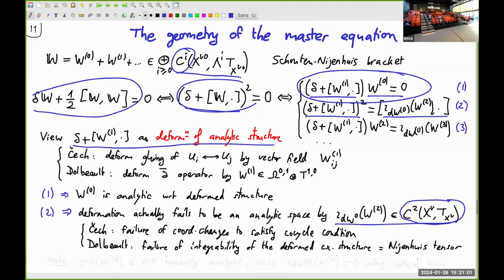If I'm in the Dolbeault setting, this is actually more fun. It says del bar squared is not actually 0. It's given by something in C2, which would now mean a 0-2 form with coefficients in the tangent. And that's exactly where the Nijenhuis tensor of an almost complex structure lives. So it says basically we've deformed the analytic structure to, if I were really complex, an almost complex structure with prescribed failure of integrability.